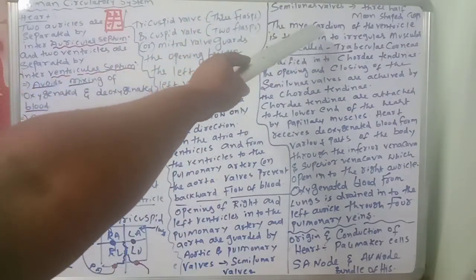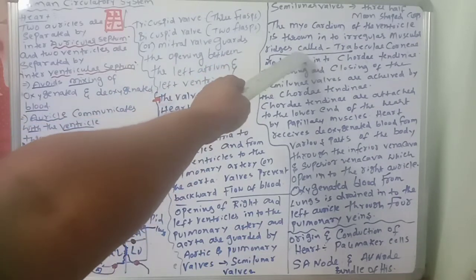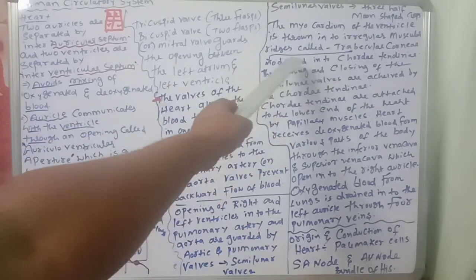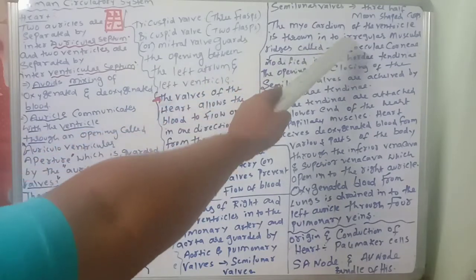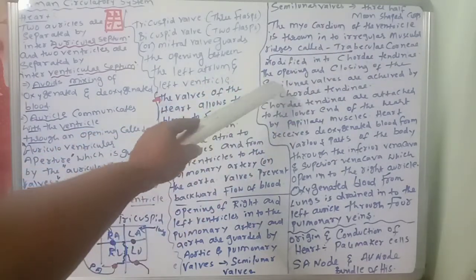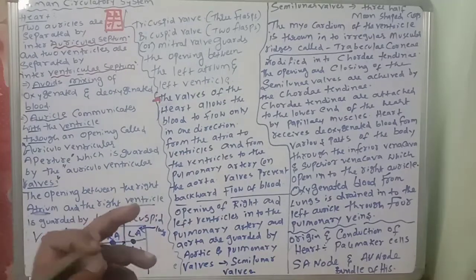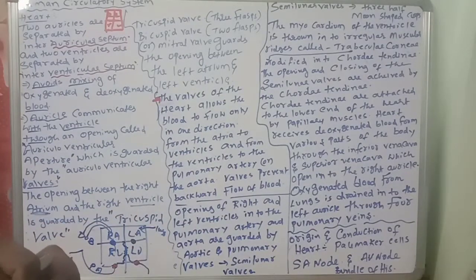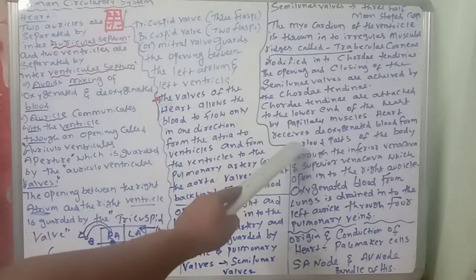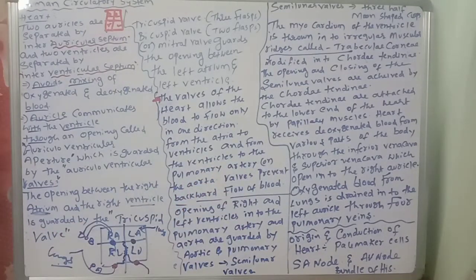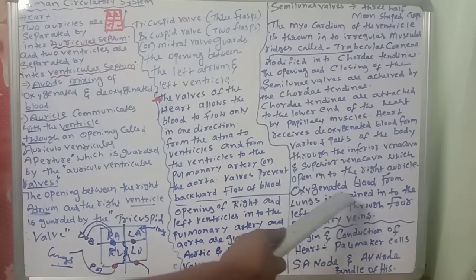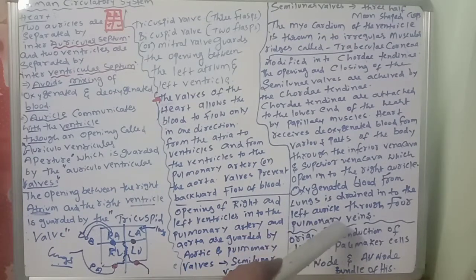The myocardium of the ventricle is thrown into irregular muscular ridges called trabeculae carneae. The trabeculae carneae are modified into chordae tendineae. The opening and closing of the semilunar valves are achieved by the chordae tendineae. The chordae tendineae are attached to the lower end of the heart by papillary muscles. The heart receives the deoxygenated blood from various parts of the body through the inferior vena cava and superior vena cava, which open into the right auricle. Next, oxygenated blood from the lungs is drained into the left auricle through 4 pulmonary veins.